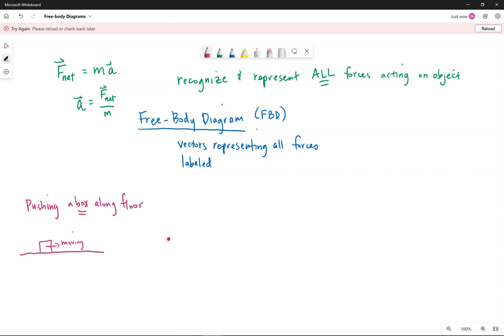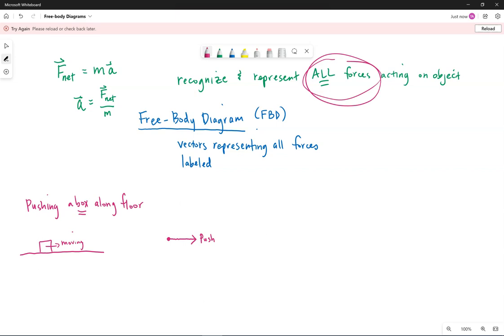On this dot, I want to represent all of the forces. So I'm going to draw a vector, an arrow, representing each of the forces acting on the box. So I've already mentioned that I'm pushing it. I like to draw all my vectors starting on the dot. So my push, I'm just going to represent by a vector pointing to the right. In order for the box to move to the right, I have to be pushing to the right.